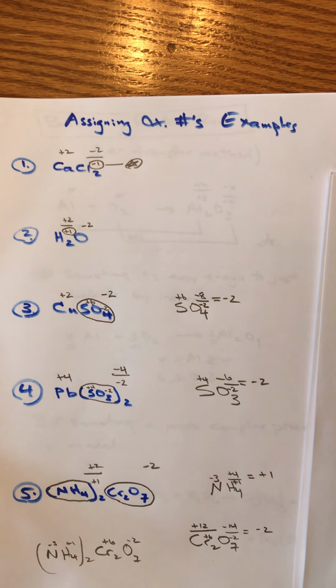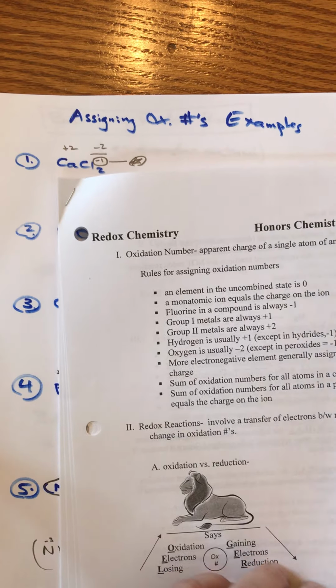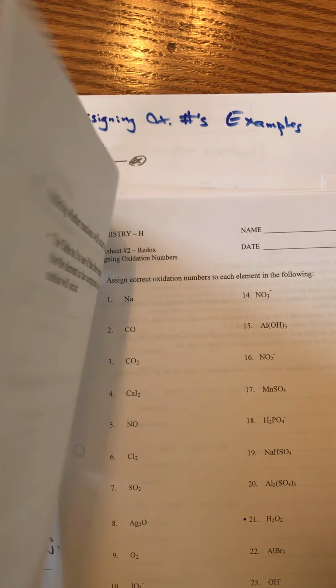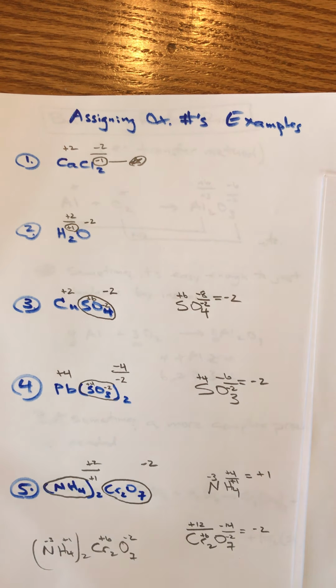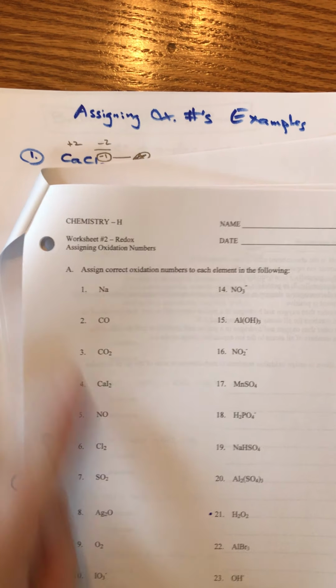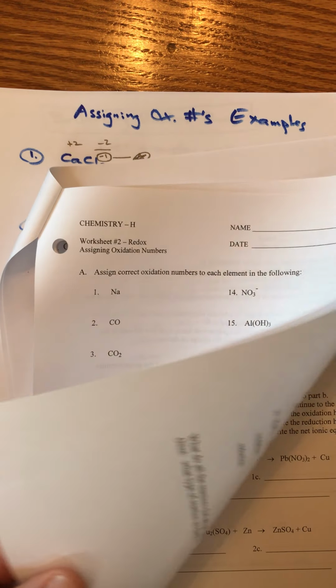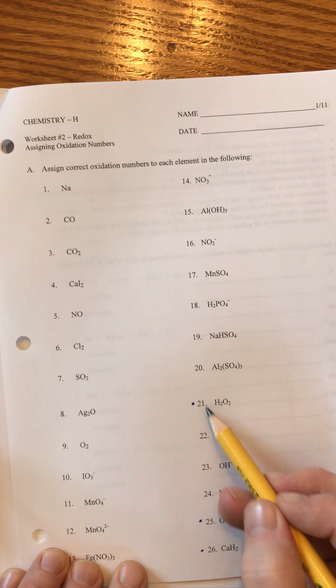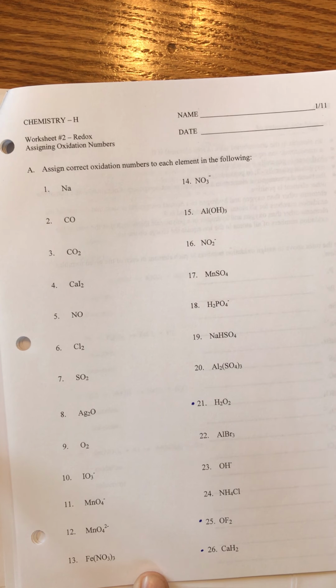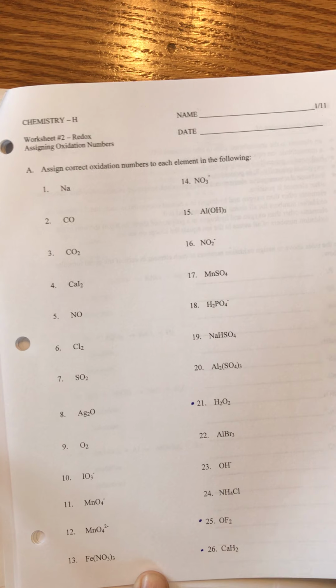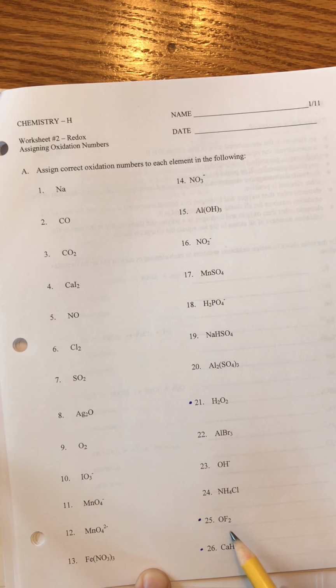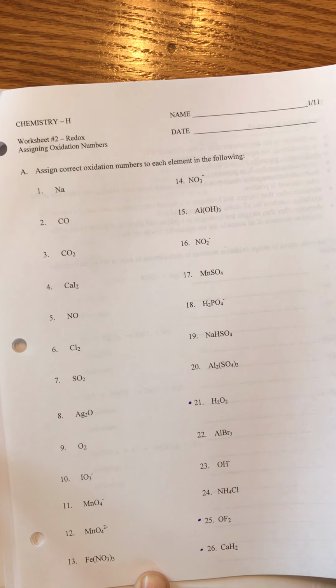So part of your homework tonight is going to be practice in assigning oxidation numbers. So we're going to go to our redox packet, and you're going to do worksheet number 2, front and back. Now, I'll just give you a little heads up. Numbers 21, 25, and 26, those are oddballs. That's where they're doing weird things. You've got a peroxide here, you've got OF2, you've got a hydride there.